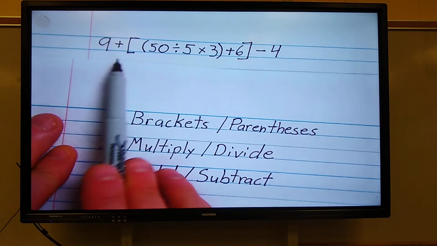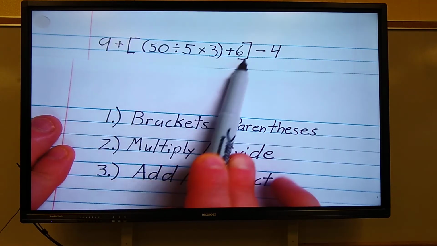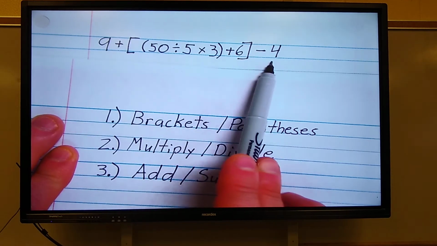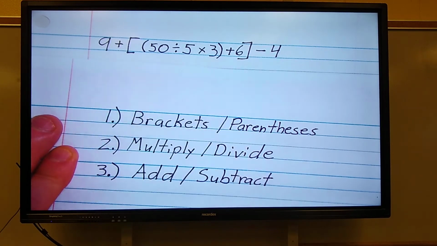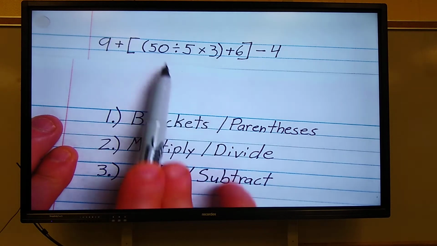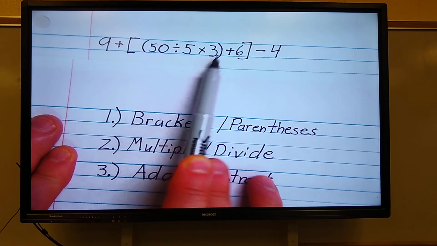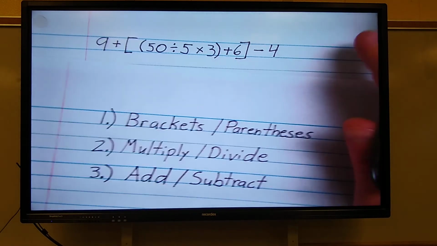Brackets and parentheses. I do have brackets right here. That means this right here in the middle, all of that must be solved before I do this part and this part. Now, as I do this problem, I'm going to bring these two down so I'll make sure I don't forget. Now, inside these brackets, I have parentheses. So in these parentheses, this must be done first. Then I'll do that last inside the brackets. So let's go step by step.